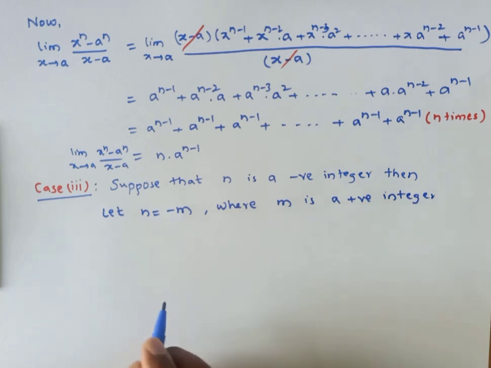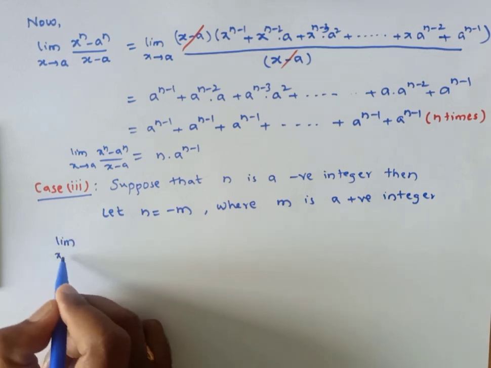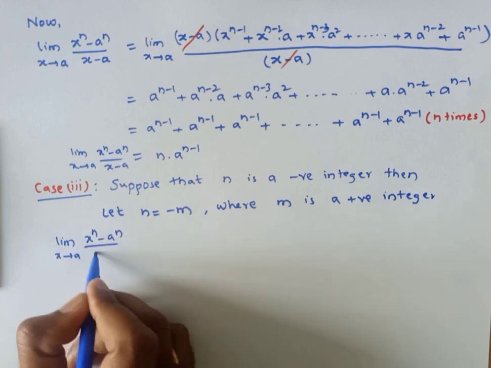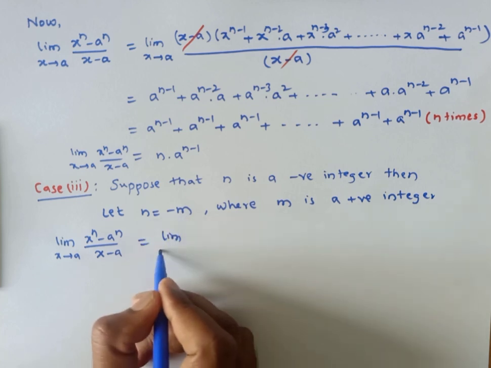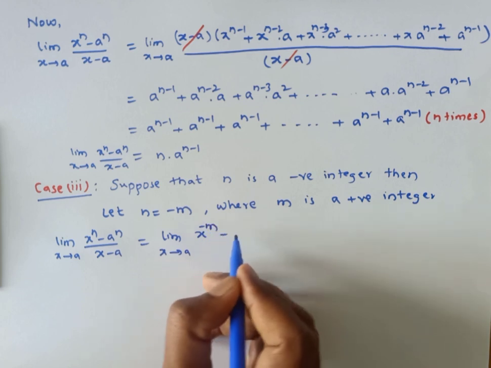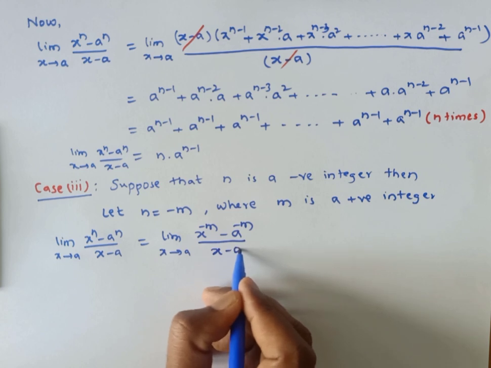So you need to mention it is a positive integer. Now limit x tends to a, x to the power of n minus a to the power of n by x minus a. Now you can replace n with minus m. Limit x tends to a, x to the power of minus m minus a to the power of minus m divided by x minus a.